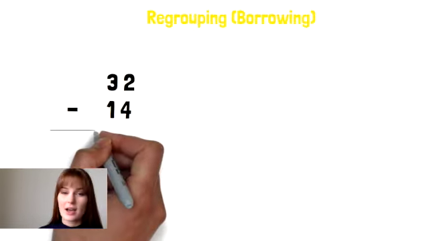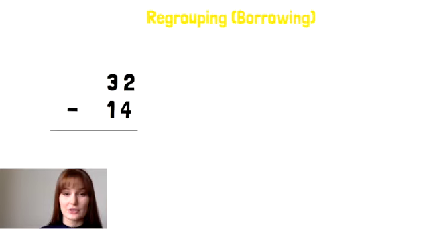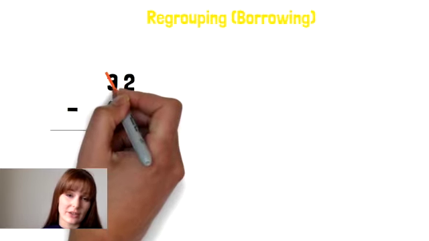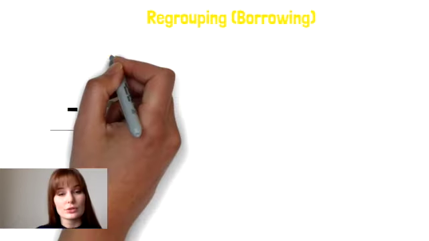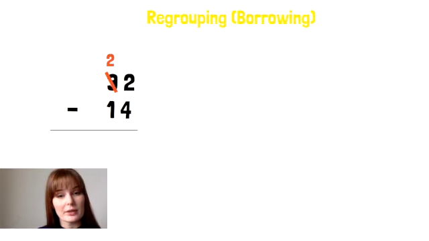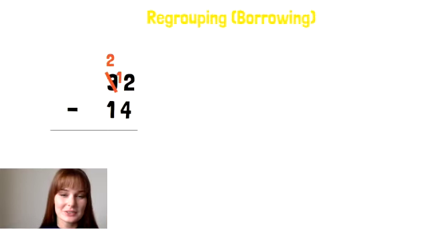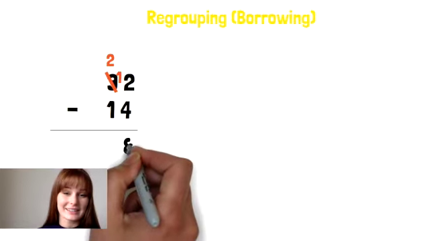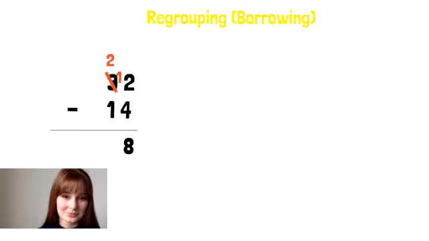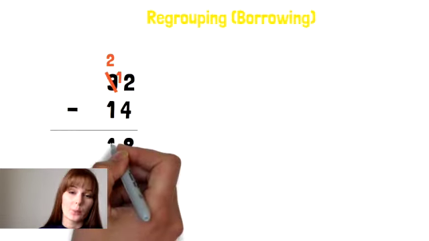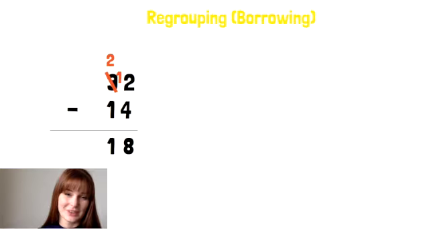So you can see I already run into an issue in my first place value because I can't take 4 away from 2. So I need to go next door to the tens place value, make that a 2, and pop the 1 in front of my 2 in the ones column. So 12 take away 4 is 8. And now I'm doing 2 take away 1, which is 1. So 32 take away 14 is 18.